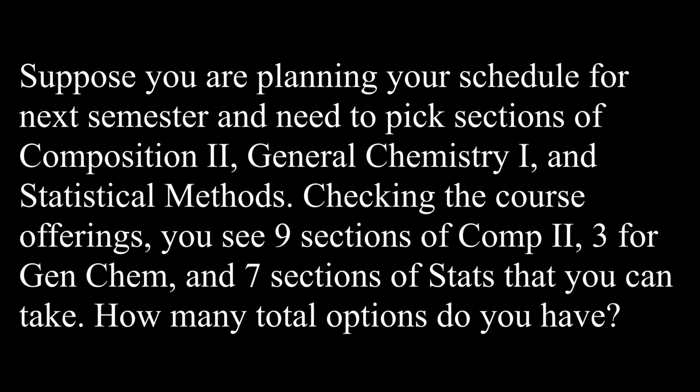For this, suppose you are planning your schedule for next semester and need to pick sections of Comp 2, Gen Chem 1, and Statistical Methods. Checking the course offerings, you see 9 sections of Comp 2, 3 of Gen Chem, and 7 of Stats that you can take. How many total options for your schedule can you make?